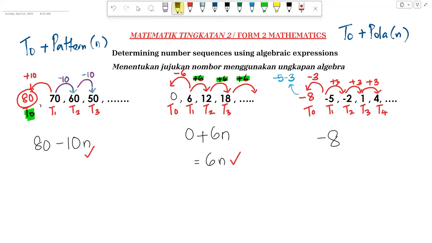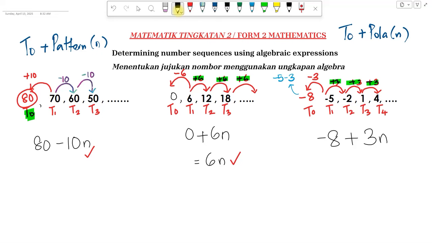Okay, next, what we must write? Kita punya pola. We must write our pattern. So what is our pattern? Our pattern is plus 3. Plus 3 is our pattern. So what we're going to do? We're going to write here plus 3. And then what do we write after our pattern? Kena letak huruf N. So we put here N right beside the 3.